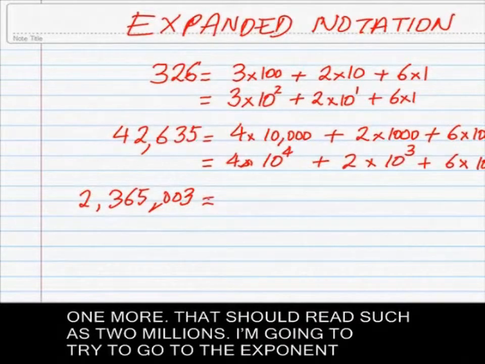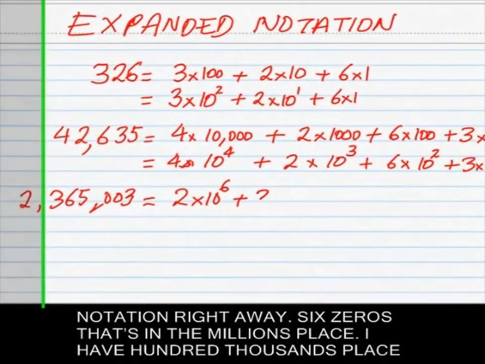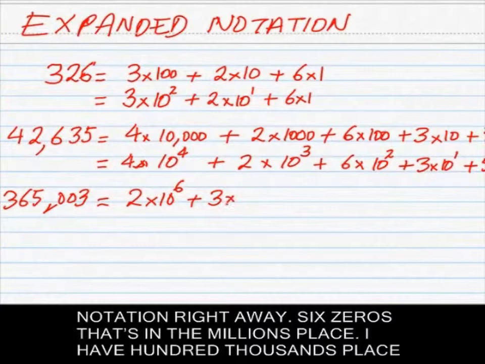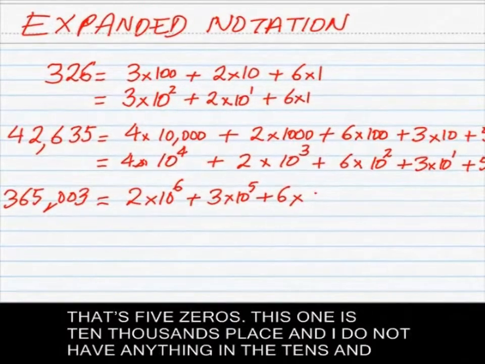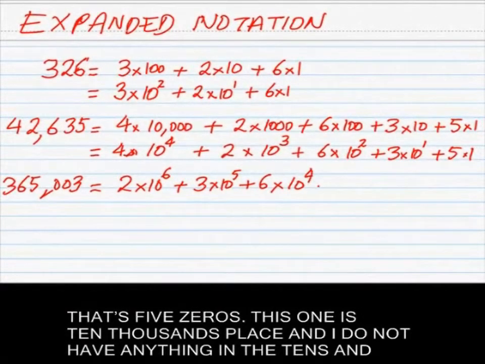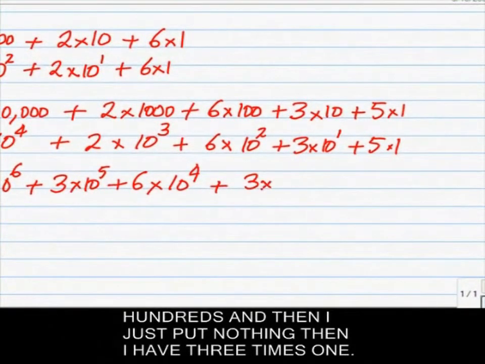That should read such as 2 millions. I'm going to try to go to the exponent notation right away. 6 zeros. That's in the millions place. I have 100,000s place. That's 5 zeros. This one is 10,000s place. And I do not have anything in the tens and hundreds, and then I just put nothing. Then I have 3 times 1.